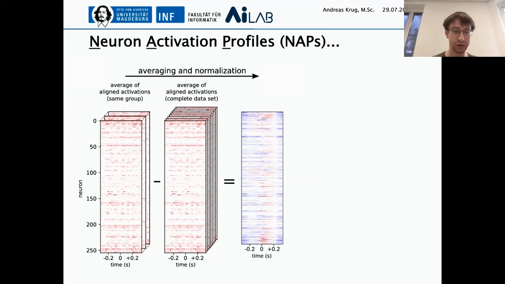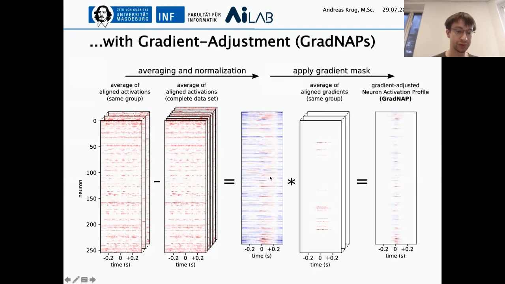So that's why we also add an additional step here. These neuron activation profiles, we also multiply with a gradient mask. So again, averaged over the gradients, which we already took for the alignment, we can now also get a mask for where the network is actually looking in terms of the gradient in this case, but it could also be another saliency method. And what we get out of this is what we call a GradNAP, a gradient adjusted neuron activation profile.